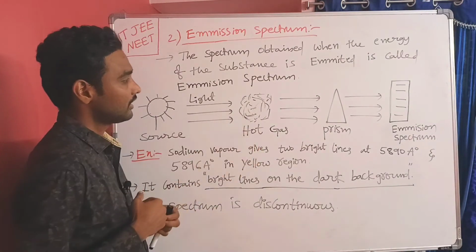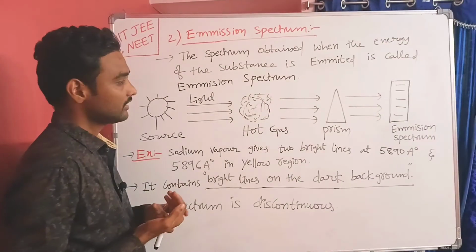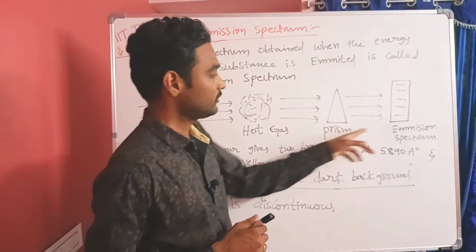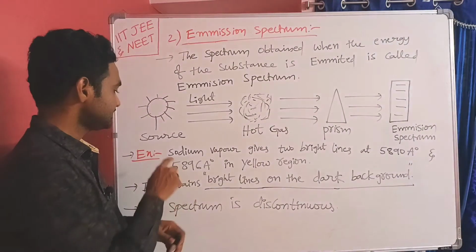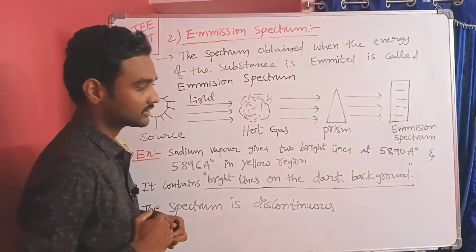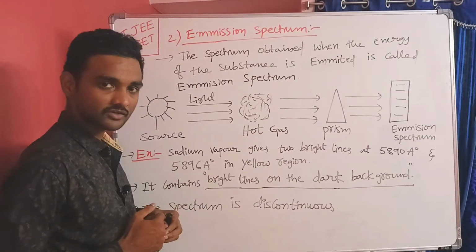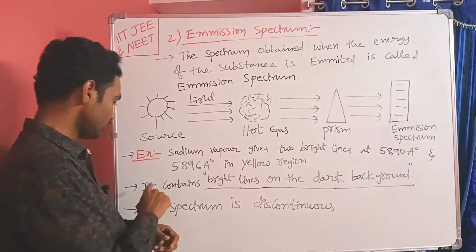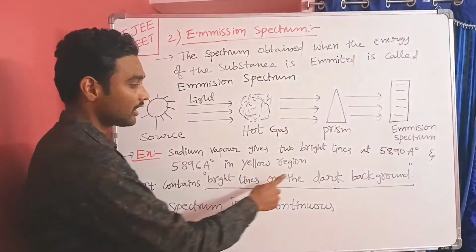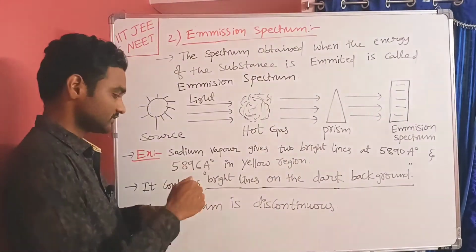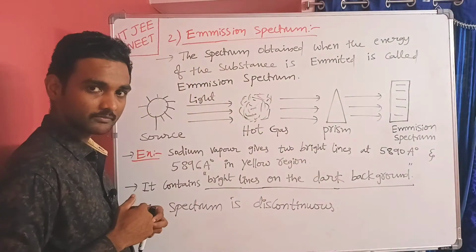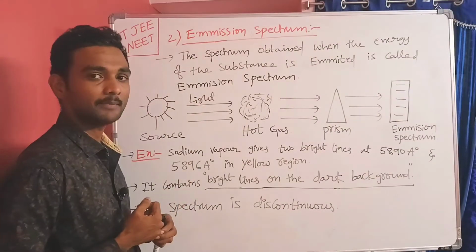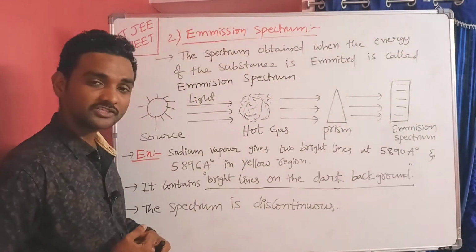Now this hot gas can emit some light and as well as it can absorb some light. Now that emitted light I am sending through the prism. Then we will get emission spectrum. See the example: sodium vapors give two bright lines at 5890 angstroms and 5896 angstroms in the yellow region. Now how can you identify the emission spectrum? It contains bright lines on the dark background, but absorption spectrum is reverse: dark lines on the bright background. This is the main difference between emission spectrum and absorption spectrum. So absorption spectrum is also a discontinuous spectrum, remember.